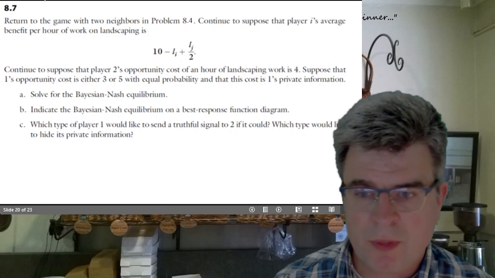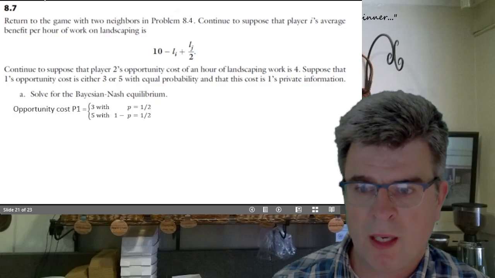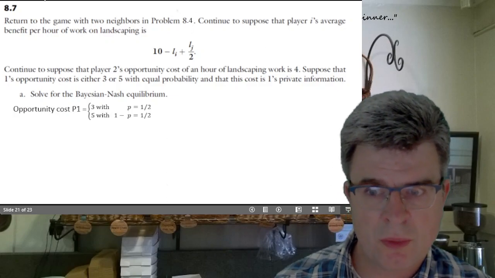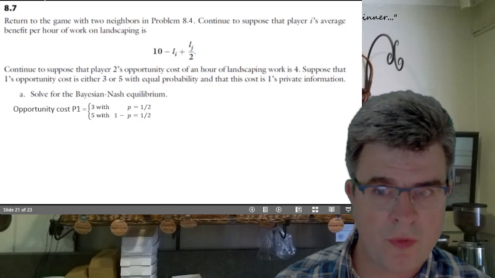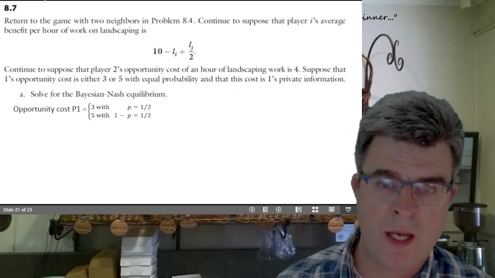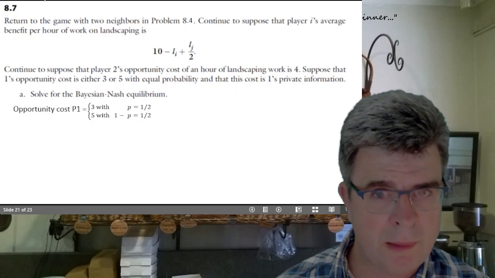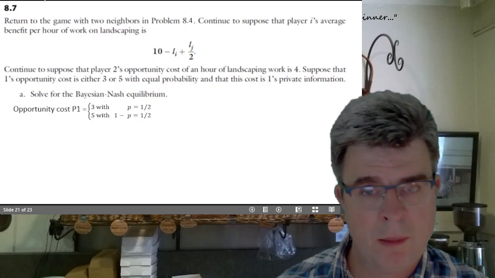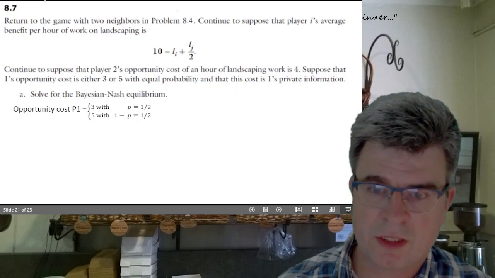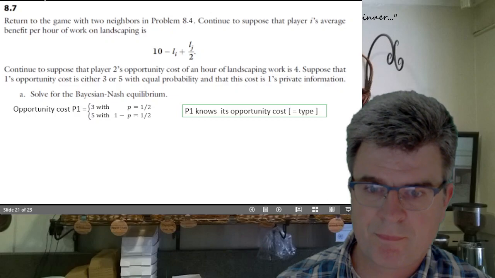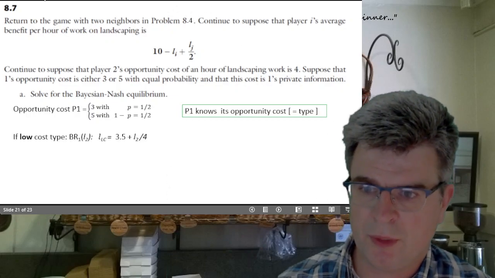Okay, so let's start with exercise A, solve for the Bayesian-Nash equilibrium. And the situation is as follows. The opportunity cost of player 1 is 3 with probability 1/2 and 5 also with probability 1/2. And the probability is really from the perspective of neighbor 2, because neighbor 1 knows what type he is, but neighbor 2 doesn't know his neighbor that well. So he needs to make an assessment. Player 1 knows the opportunity cost, his type, player 2 doesn't know it.